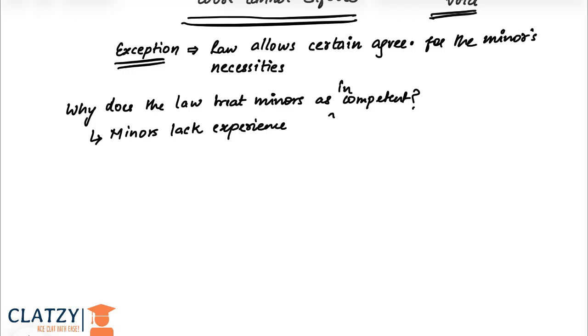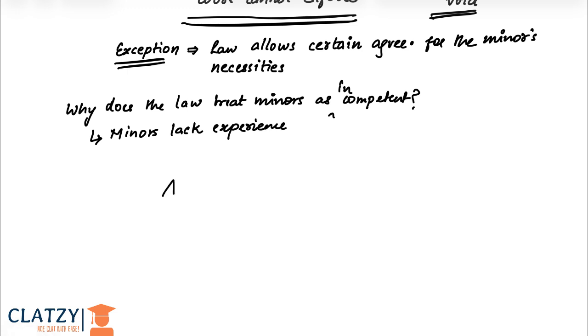Therefore, the law protects minors. It's not that this is a prohibition to cause any disadvantage to the minors. The law treats minors as incompetent because the law wants to protect them so that minors cannot be cheated. All right? But there could be certain scenarios. Let's say there are so many refugees and so many poor people who are below 18, and they may require food, clothing, education, etc. So let's say law puts a blanket ban saying that a minor cannot enter into an agreement ever.